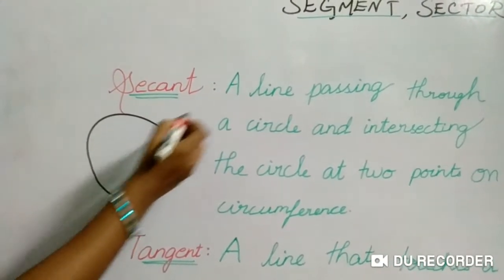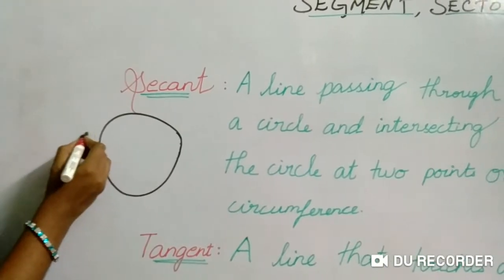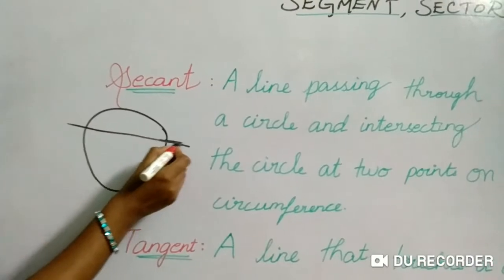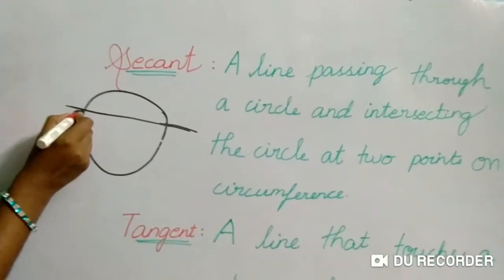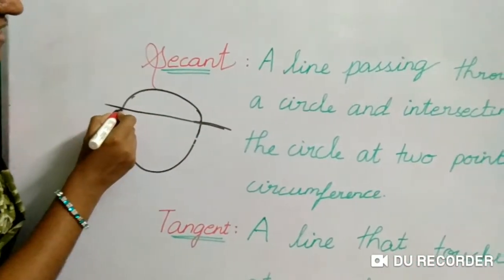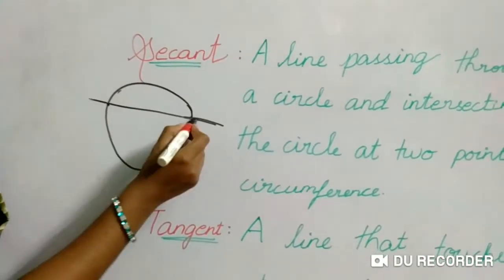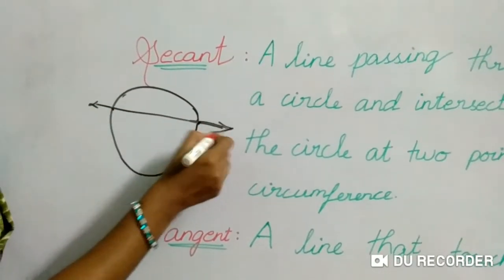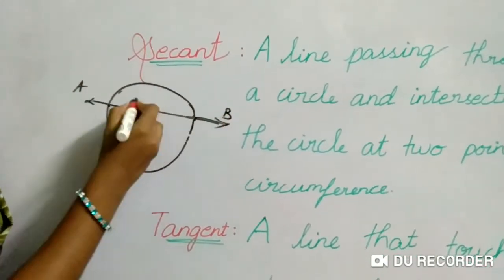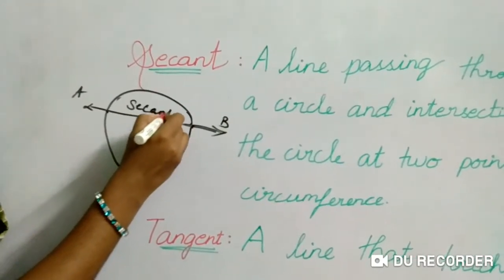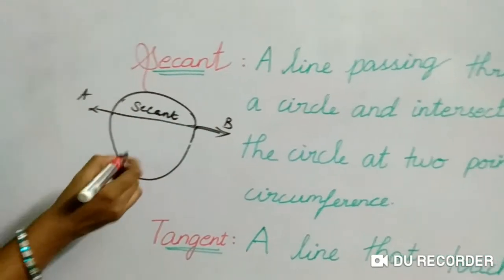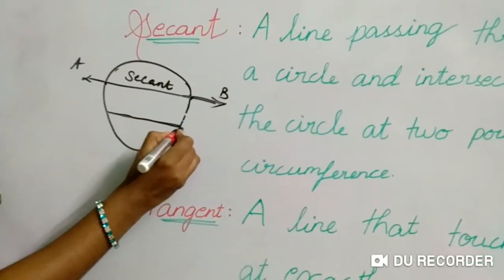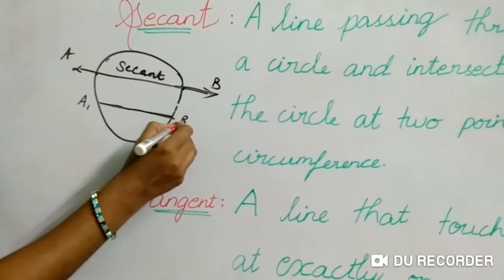In this, a line should pass through the circle and it intersects the circumference at two distinct points, two different points. That line is called a secant. One thing you should be clear about: this is not a secant. This one is not a secant. For example, I am taking it as A1 and B1.